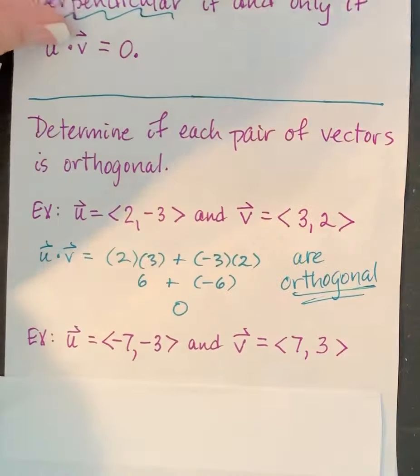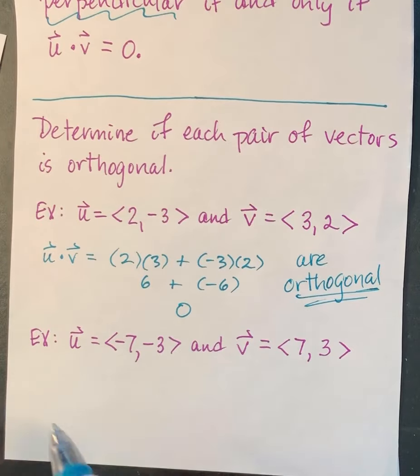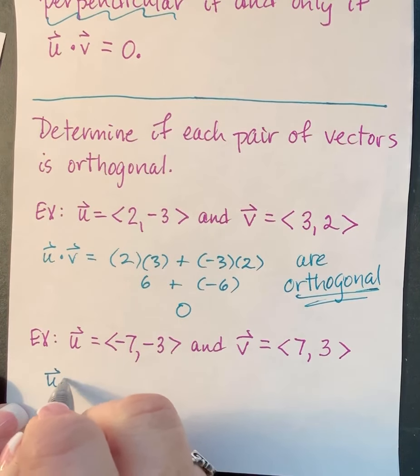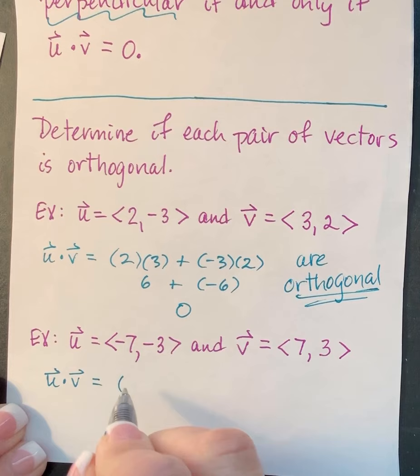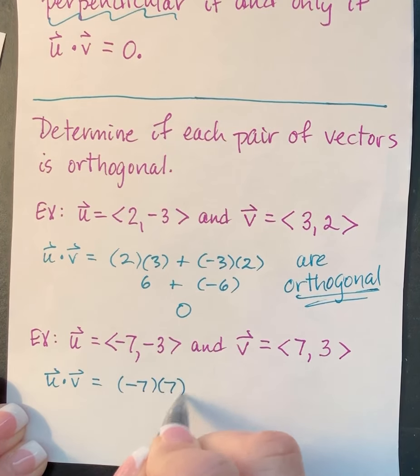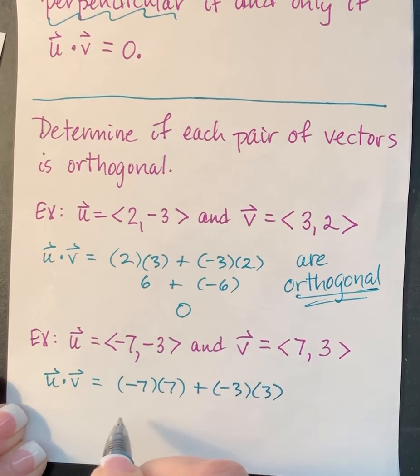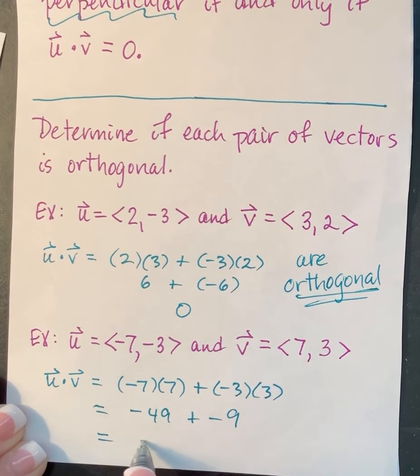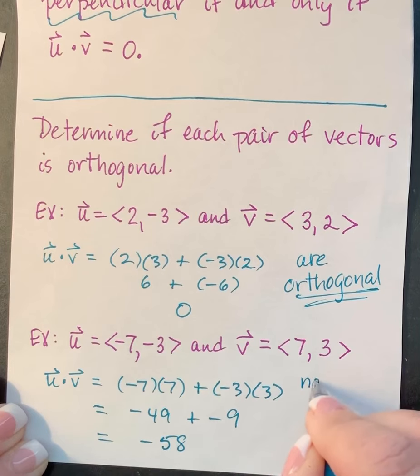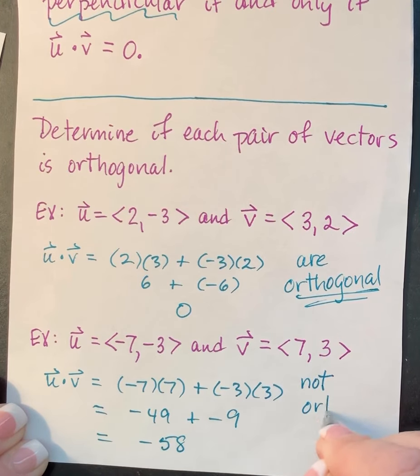And then here's another example. And if you do this dot product, you're multiplying -7 times 7 plus -3 times 3. That is not going to work out to be 0. -49 plus -9, that will give you -58. So these vectors are not orthogonal.